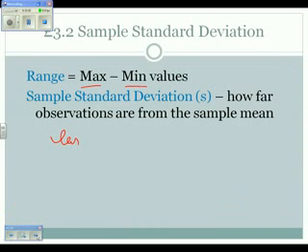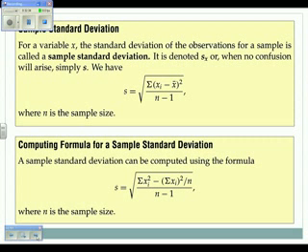But basically, the larger the S is, that's what S represents, sample standard deviation, the more spread out your data is going to be. There's going to be a lot of distance between each data value and the mean. And then the smaller the S is, you're going to have a very tight group of data. So the data is all going to be very close to each other. All of the data values are going to be close to the mean.